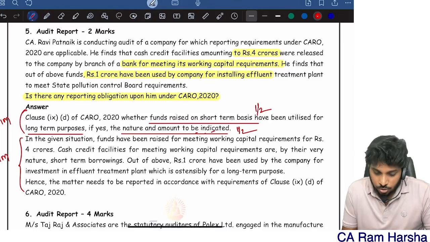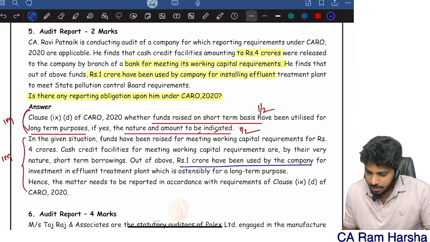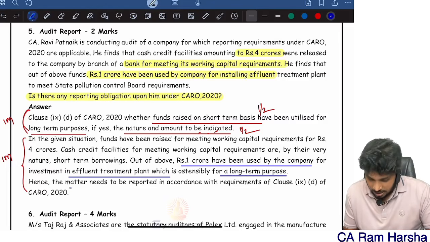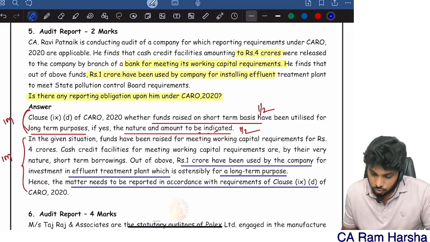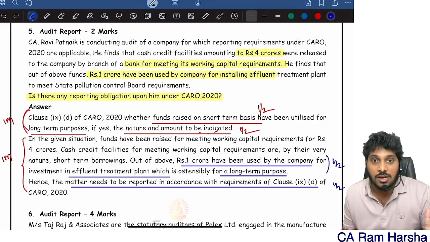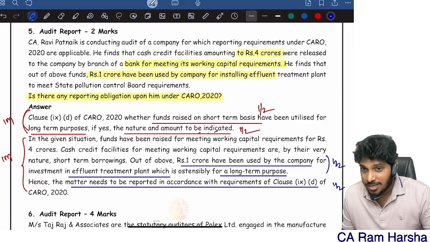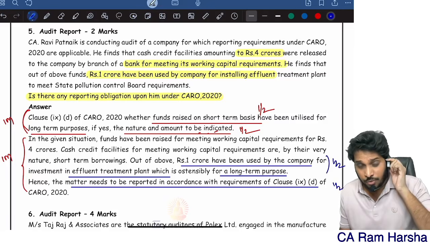So, half mark, and amount and nature have to be indicated, for that half mark, totally 1 mark. Further, in the given case, funds have been raised for meeting short-term needs, that's okay. 1 crore has been used by the company for an effluent treatment plant, which is a long-term purpose. Hence, the matter needs to be reported in accordance with the requirements of clause number 9. So, for this half mark, totally 1 mark. That's it. This is how you need to allocate here. I hope you are valuing the paper.